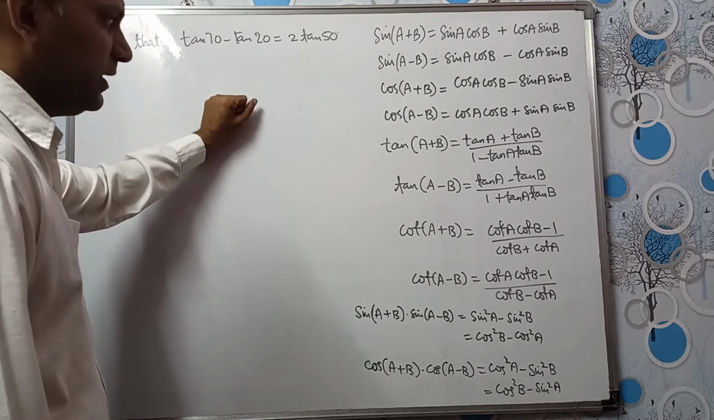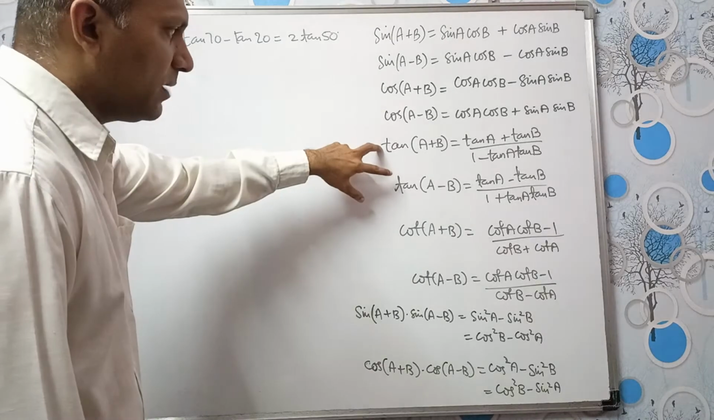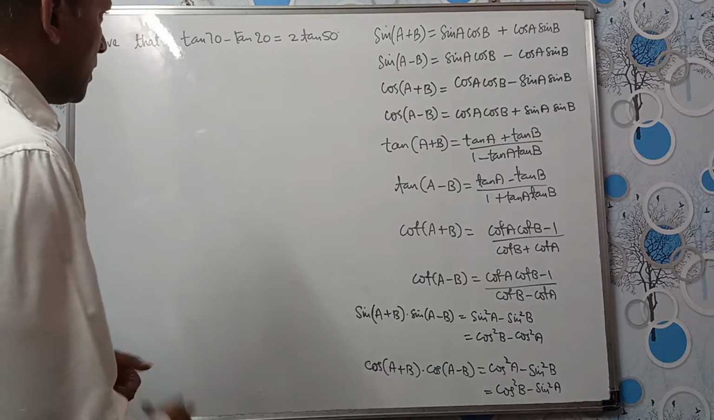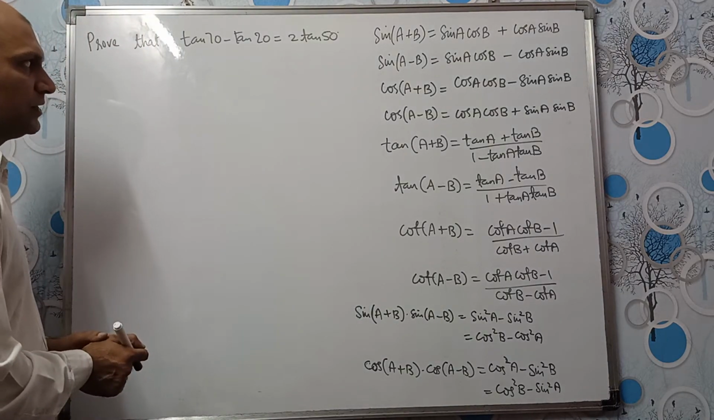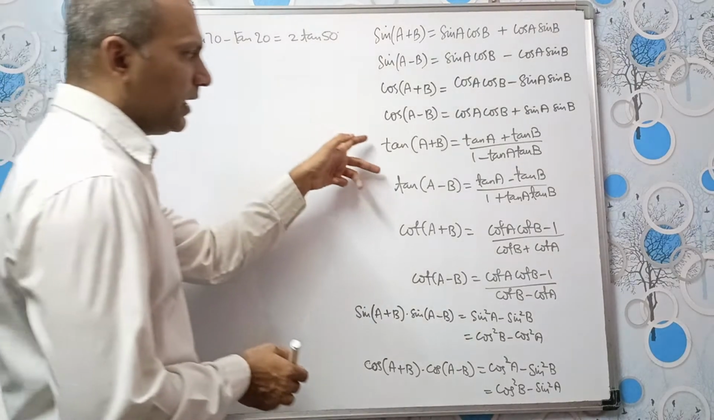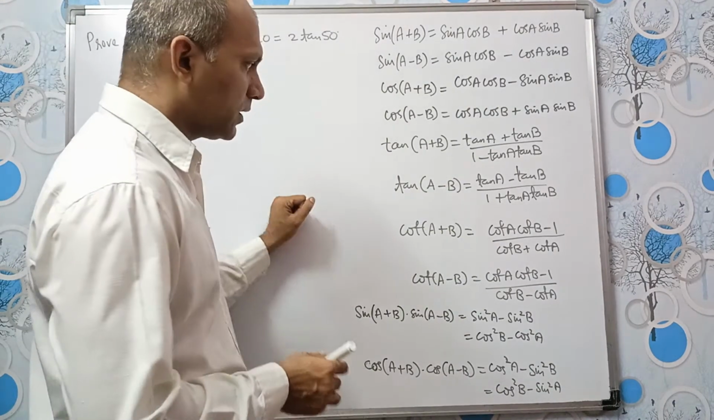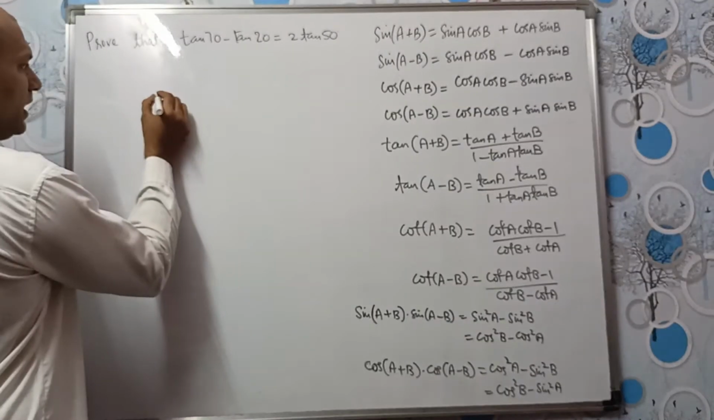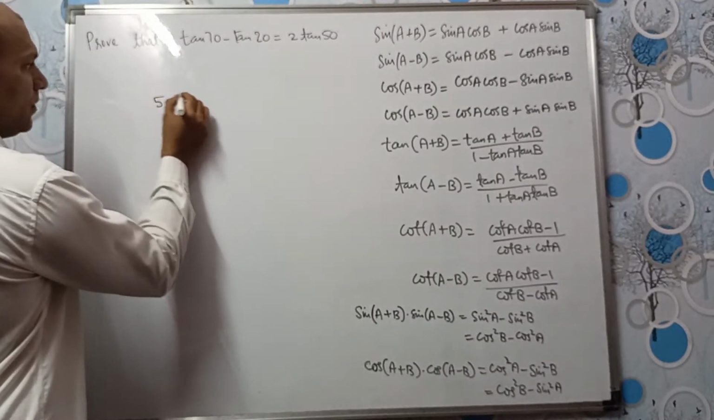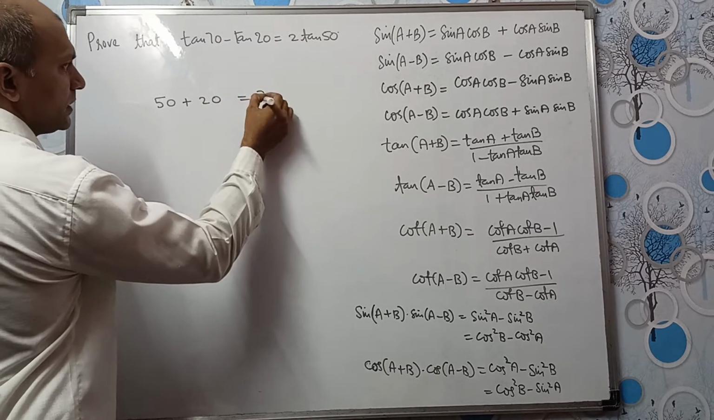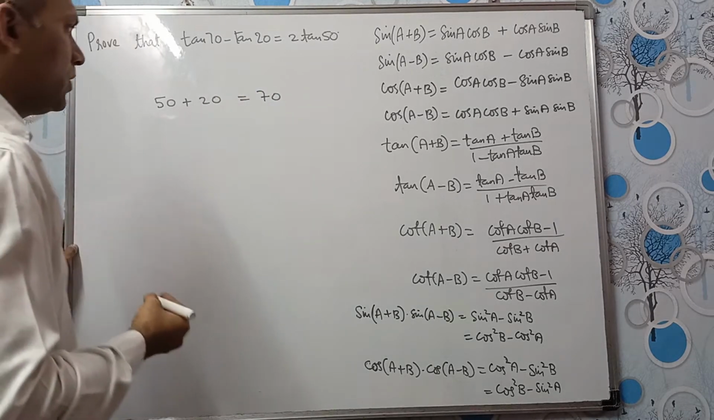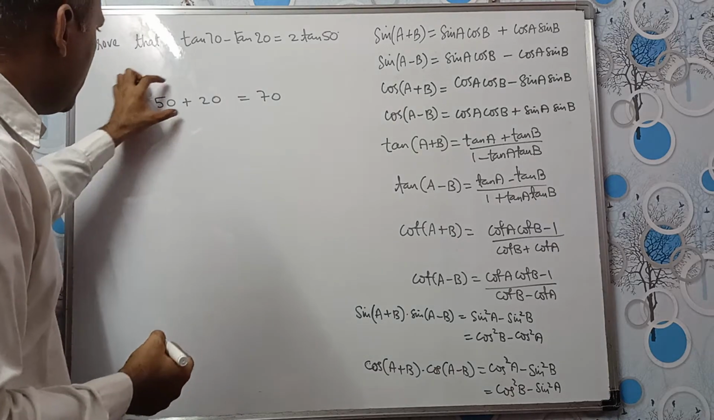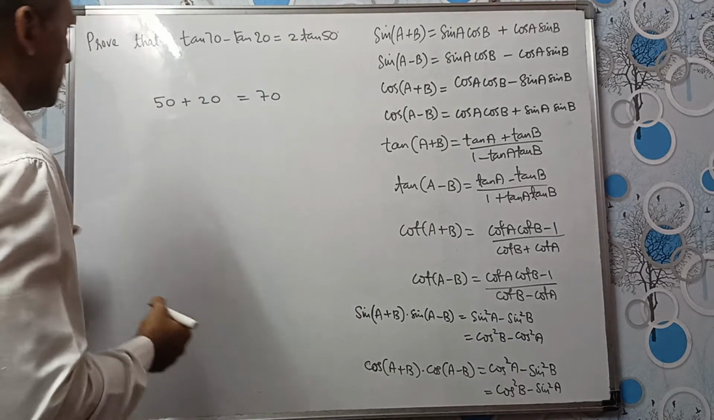See, we have tan, right? So it is obvious that we can apply tan A plus B or tan A minus B. We can apply any one of these formulas. It will work. Let us see how. Can we write 70 as 50 plus 20? 50 plus 20 is equal to 70, right? If you apply tan on both sides and expand, what do we get?